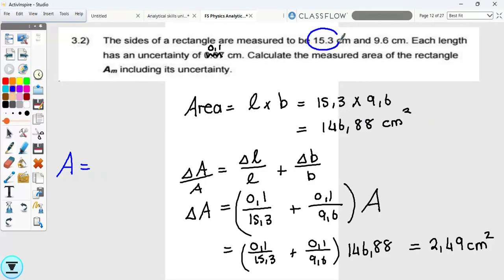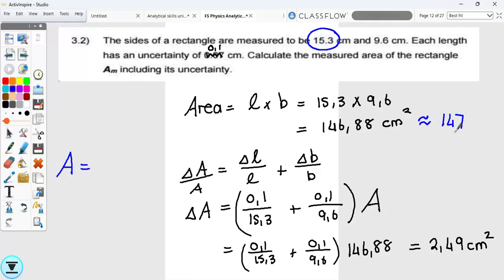How many significant figures are there? Everyone should scream at me. How many? 15,3 means there are 3 significant figures. Digits after the comma count. So there are 3 significant figures. That means we should have rounded this value off to 147.